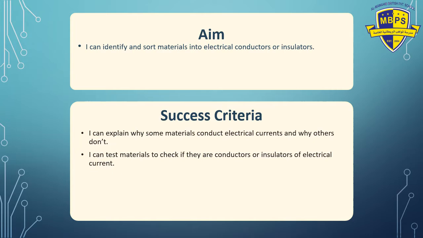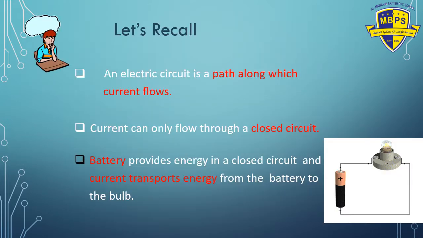So, your aim for today is that you're going to sort and identify materials into electrical conductors or insulators. And after the lesson, your success criteria is: I can explain why some materials conduct electricity and why others don't, and I can test materials to check if they are conductors or insulators of electric current. Okay, now let's start.